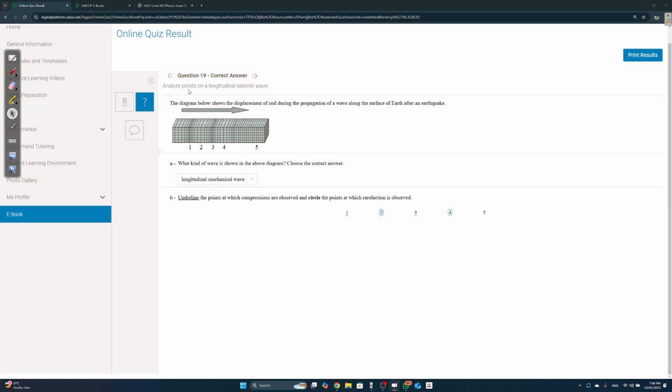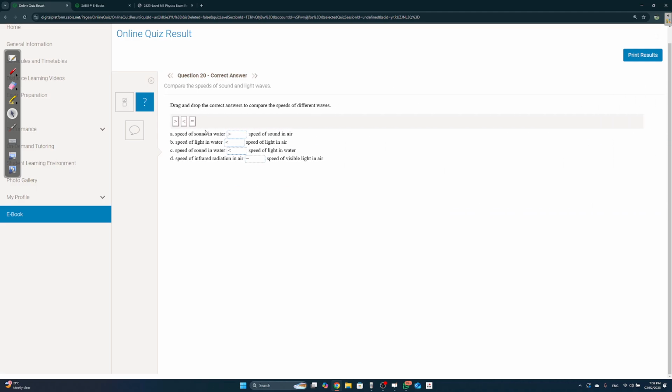Okay. Question 20. Speed of sound in water is greater than speed of sound in air. Many people get this wrong. In our mock, actually, many people got this wrong. Do you need to know this? Okay, because it came in our mini mock. Maybe it gets asked for you guys.